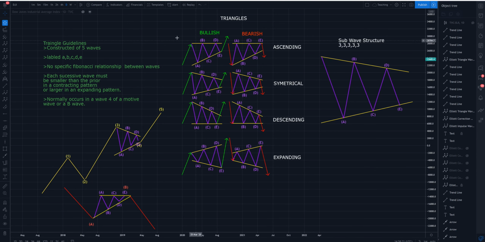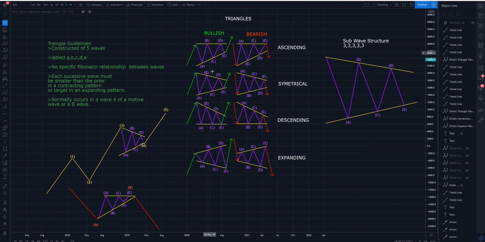Now, it's important to note the difference between the bullish setup and the bearish setup of each of these patterns, as there tends to be a bias in Elliott wave users between which patterns suit bullish and bearish setups. Now, there may be some biases and there may be some statistical data to suggest that certain triangles are more likely to occur inside of a bullish or bearish trend. However, I have to make it absolutely clear that any of these ascending, symmetrical, descending or expanding triangles can occur in both bullish and bearish overall trends.